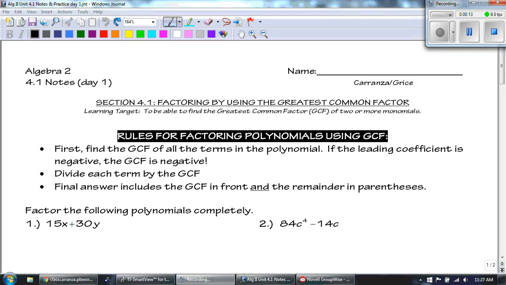Our learning target today is to be able to find the greatest common factor, the GCF, of two or more monomials.